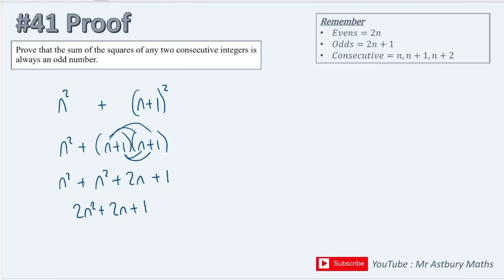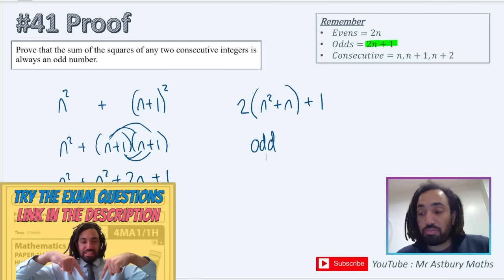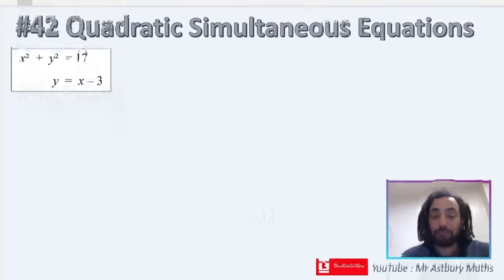Now, how do I show that is an odd number? Well, you can see that these are both multiplied by 2. So I can take a 2 out, and I can write n squared plus n. I can close the brackets now and then still add that 1 on. And this is exactly what an odd number is. 2 times something plus 1. So because I've written it in this form, I can say that this is odd. And we're done. Exam questions above. Now I'm going to move on.